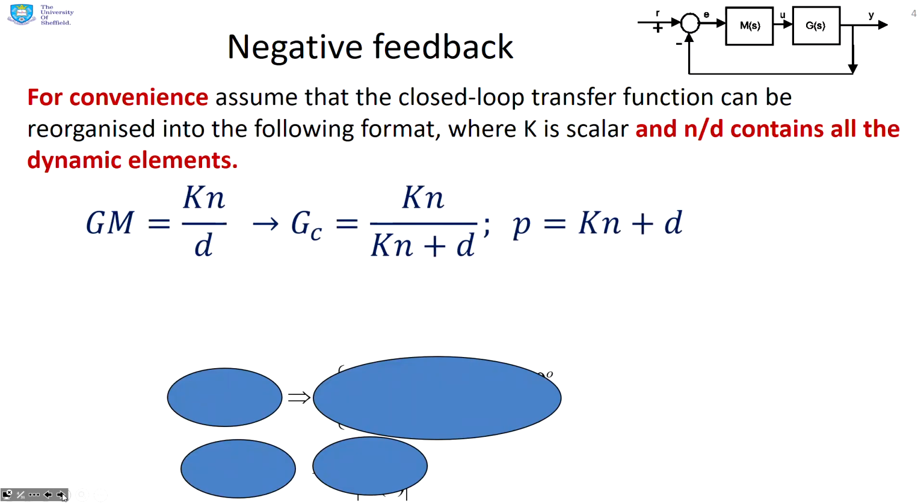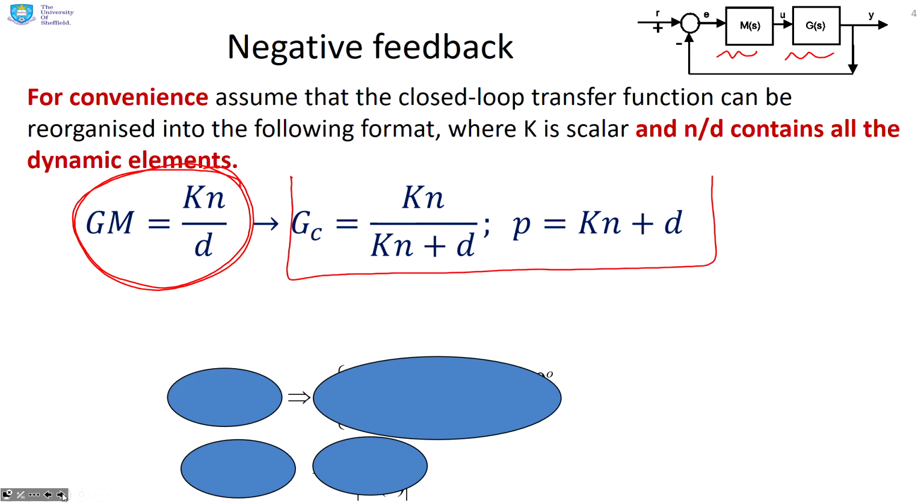Negative feedback. For convenience, assume that the closed loop transfer function can be reorganized into the following format. The key point is, if we had a compensator M and a system G, we're going to combine those into this form here: some scalar constant K times N over D, where N is a function of s and D is a function of s. Now, why might we do that? Because it means we can now write explicit expressions for the closed loop transfer function and the closed loop pole polynomial in terms of K, N and D, and it keeps things nice and simple.